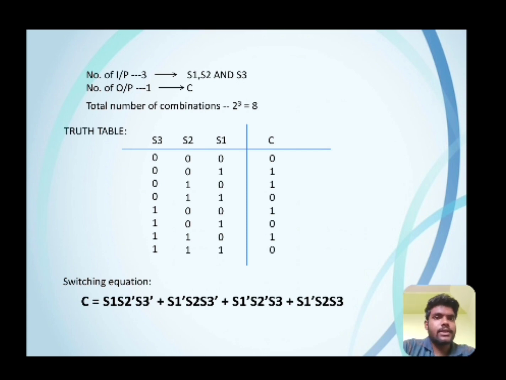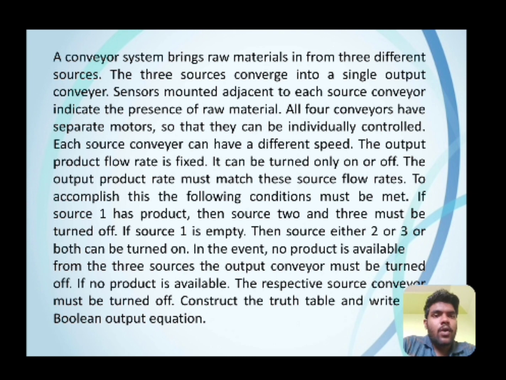Inputs S3, S2, S1 and the conveyor output. The combinations are 000, 001, 010, 011, 100, 101, 110, 111. Let us know the conditions to derive the output. The output product flow rate is fixed; it can be turned only on or off, meaning 0 or 1. The output product rate must match these source flow rates. To accomplish this, the following conditions must be met.